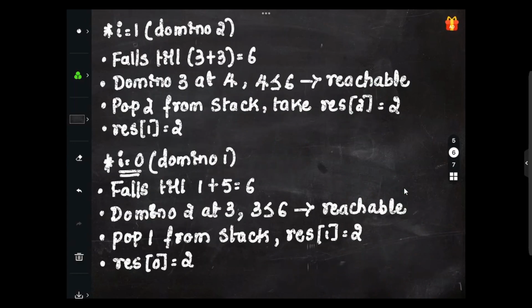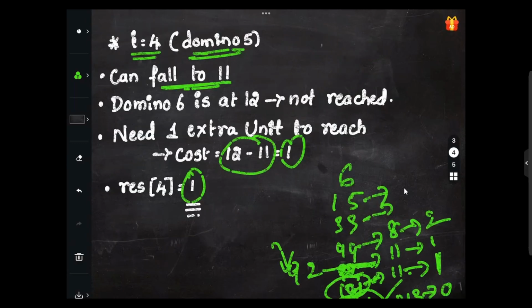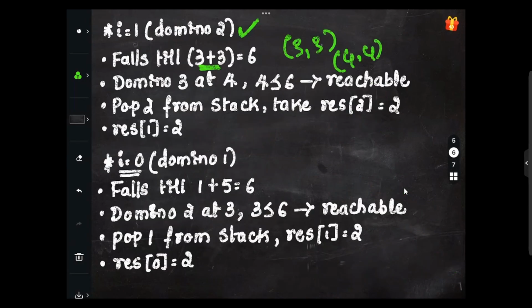So when i equals 1, we are considering the domino 2, right? So this falls till 3 plus 3 because we have 3 comma 3, and at the domino 3 we have the first number 4, 4 comma 4 we have, right? For the domino 3 we have 4 comma 4, and for the domino 2 we have 3 comma 3 here, right? So now we have 3 comma 3 and 4 comma 4, so this is reachable, this is reachable, right? So we will be popping 2 from the stack.